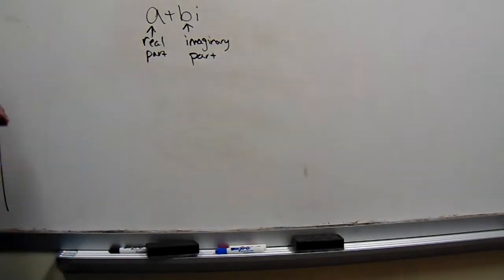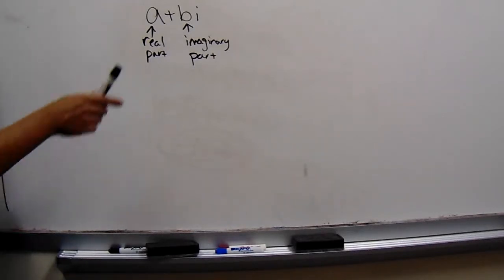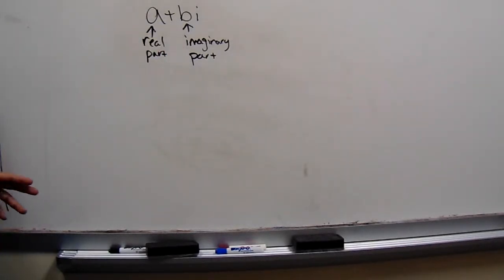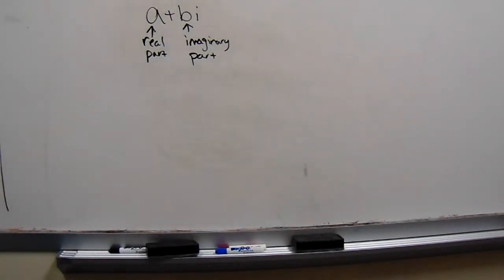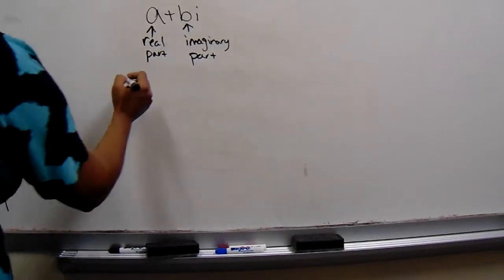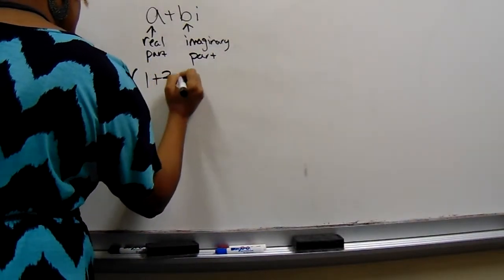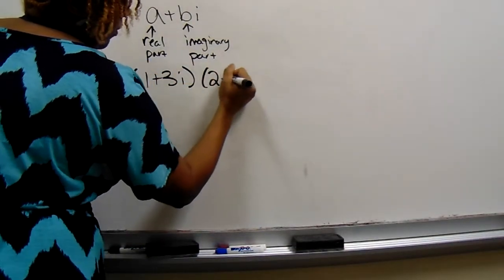B is the imaginary part because it's the part that's connected to the i, which is the imaginary number. However, a and b are both real numbers. So you need to understand what a complex number is and what it looks like. Now, let's say we wanted to multiply two complex numbers. We're going to multiply 1 plus 3i times 2 minus 5i.